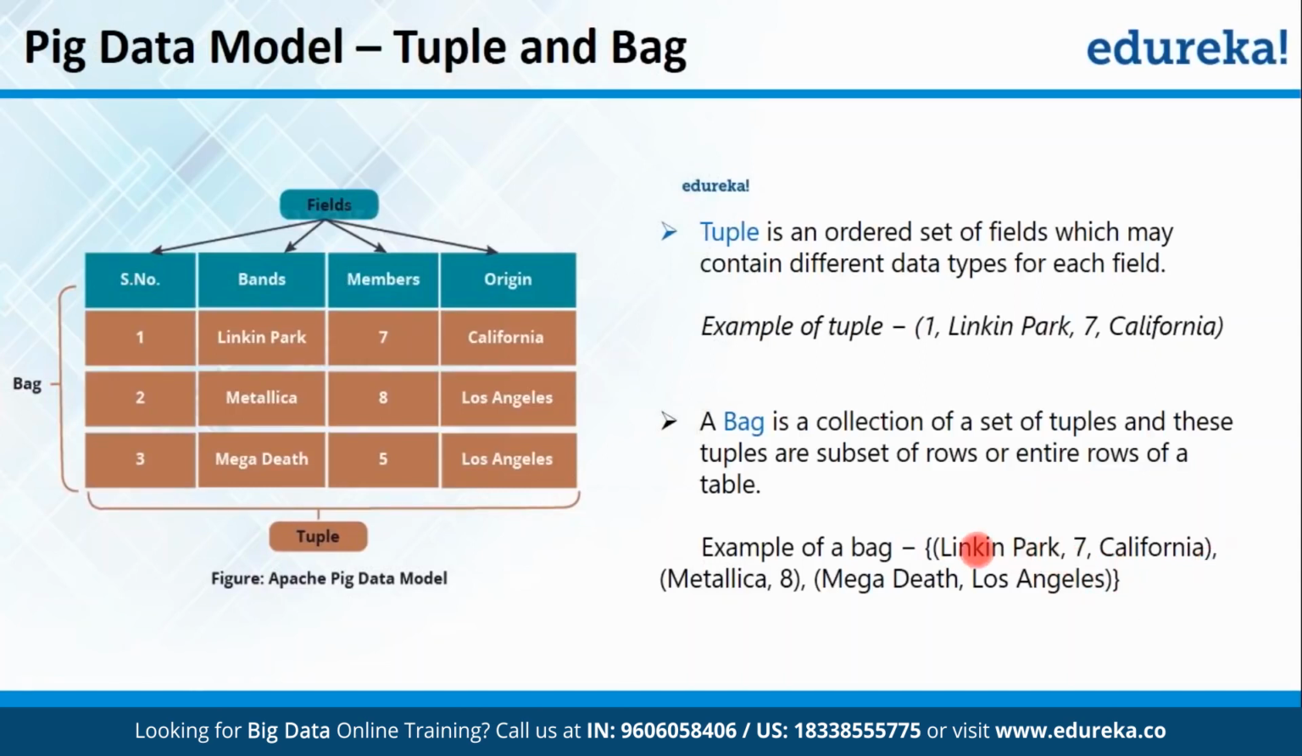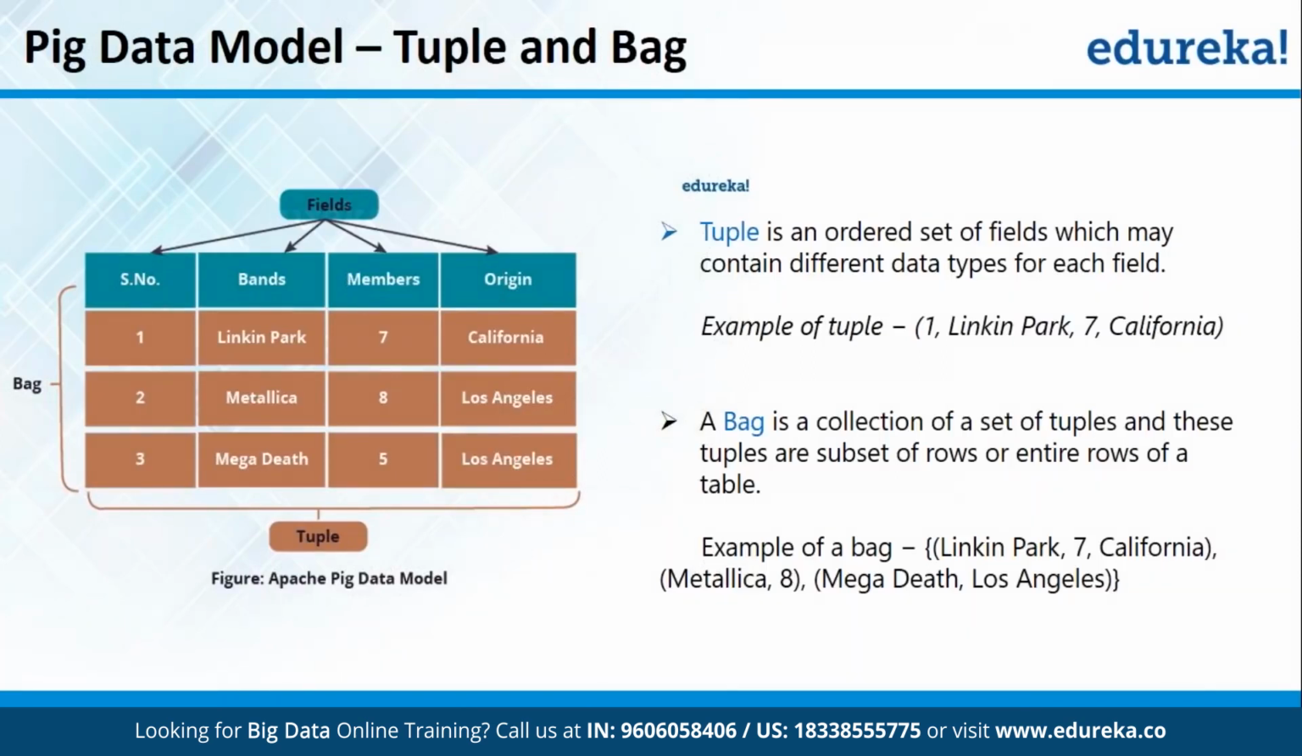Within this you can see there are multiple set of parentheses which are nothing but tuples. As you can see, the first tuple is Linkin Park 7 California. Only 3 fields. Second is Metallica 8, just the 2 fields. And third is Megadeth Los Angeles, that is these 2 fields, right? So what we are trying to show is a tuple within the bag could be a set of fields or it could be the entire row.